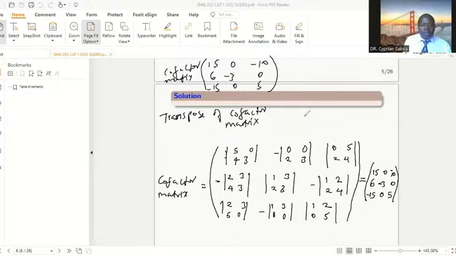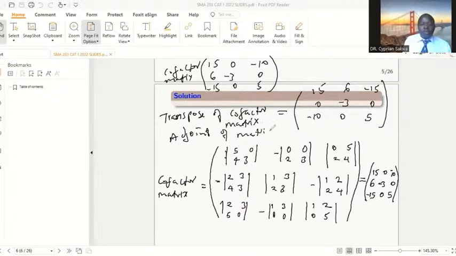By transpose, we just write the first row to be the first column, the second row to be the second column, and the third row to be the third column. So this is the transpose of this matrix, and of course, it's what we call the adjoint of matrix A. Once you get this transpose, then what you have is the adjoint of matrix A. That's what the question wanted us to do. So we then move to the next question.